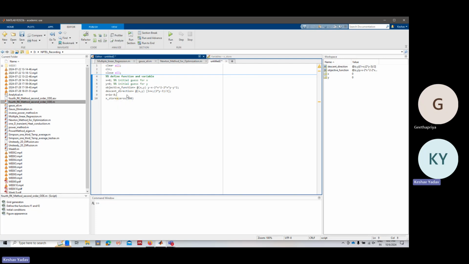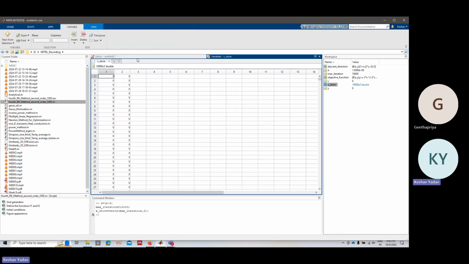First I should define the maximum iteration. I define iteration. Suppose I want to go up to maximum 10,000 iterations. So this will be 10,000, not 10, maximum of iteration, comma 2. Okay. So this is defined now.